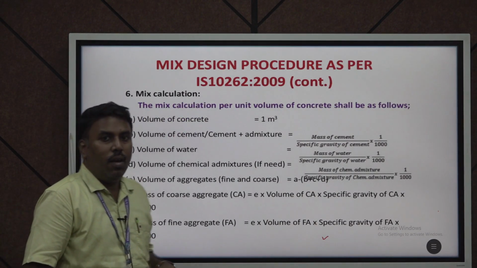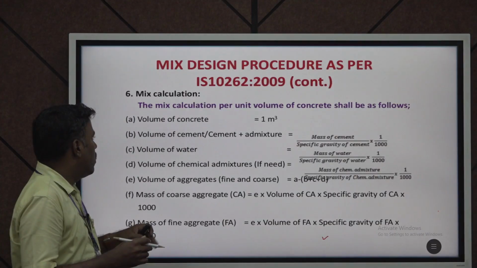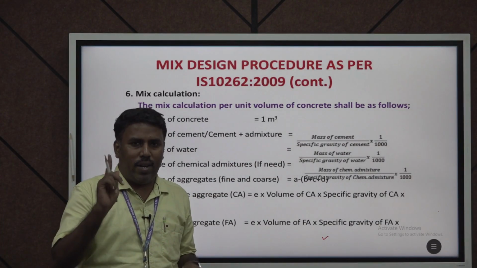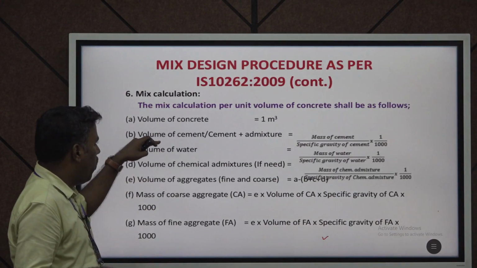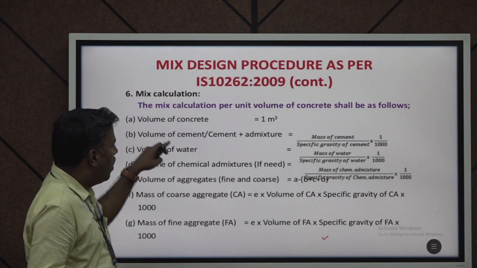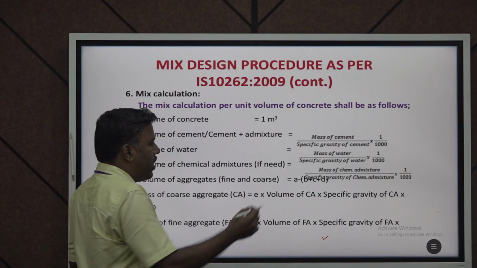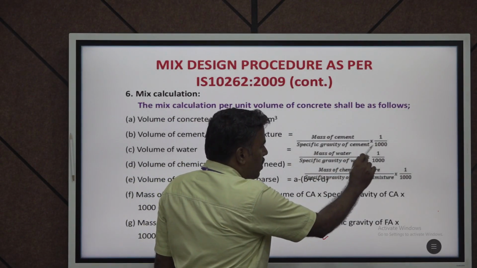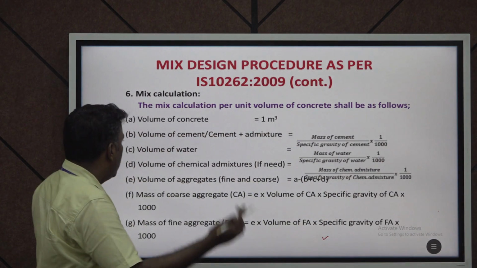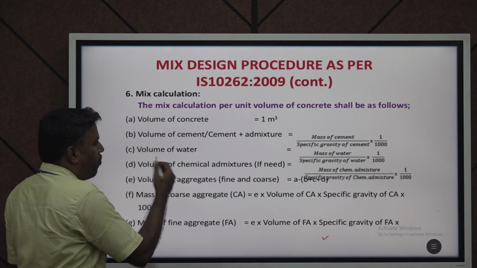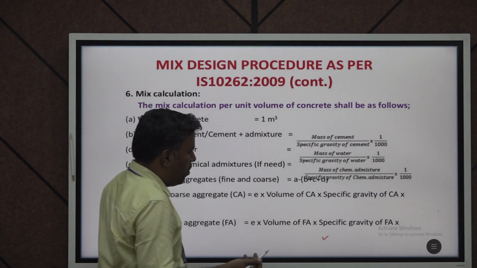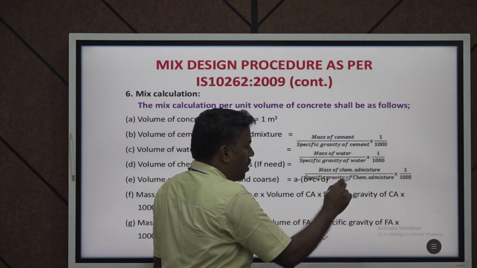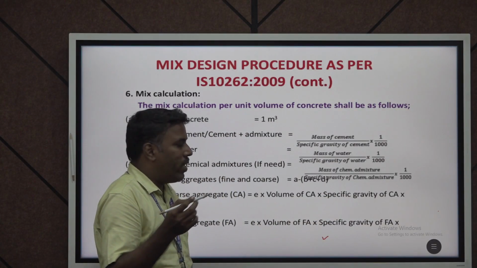Then sixth step is mix calculation. First one is volume of concrete. We know that volume of concrete is 1 m cube. Second one is volume of cement or cement plus admixture. For that the formula is mass of cement divided by specific gravity of cement into 1 by 1000. Third one is volume of water. The formula is mass of water divided by specific gravity of water multiplied by 1 by 1000.